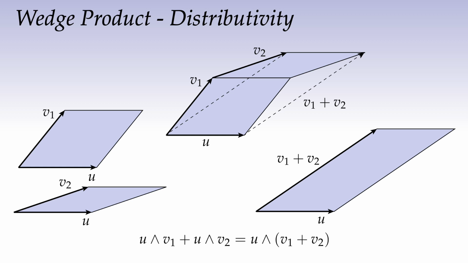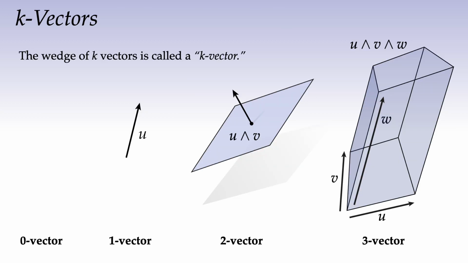Okay? So as I mentioned earlier, it's important to give a name to these objects we're building up with the wedge product, and that name is a k-vector. So the wedge of k-vectors is called, amazingly enough, a k-vector. If we wedge together a vector u and a vector v, we get a 2-vector u wedge v. If we wedge together vectors u, v, and w, we get a 3-vector u wedge v wedge w. If we wedge together just one vector u, we get a 1-vector called u. And in fact, we can also just wedge no vectors together, and we'll get a 0-vector. We'll talk about exactly what that means in a second. It's still a useful concept.